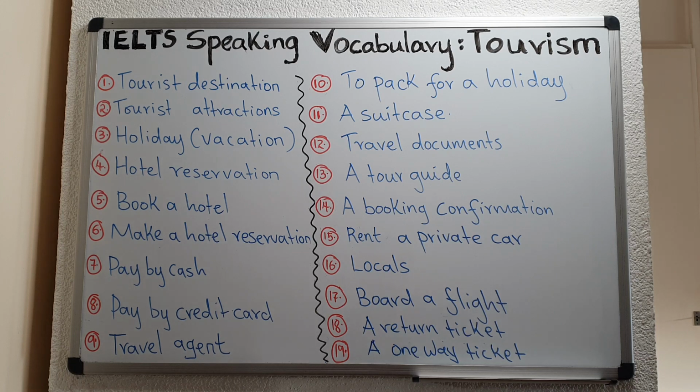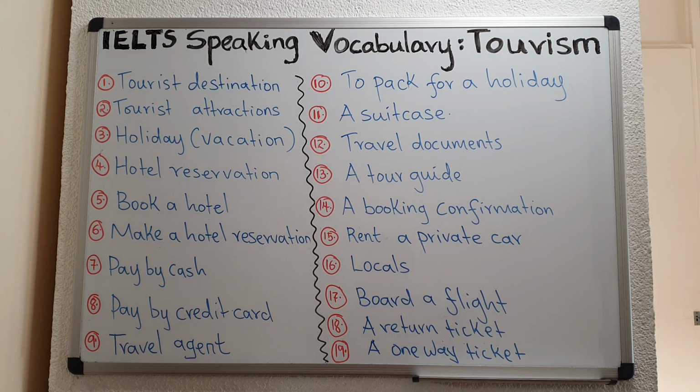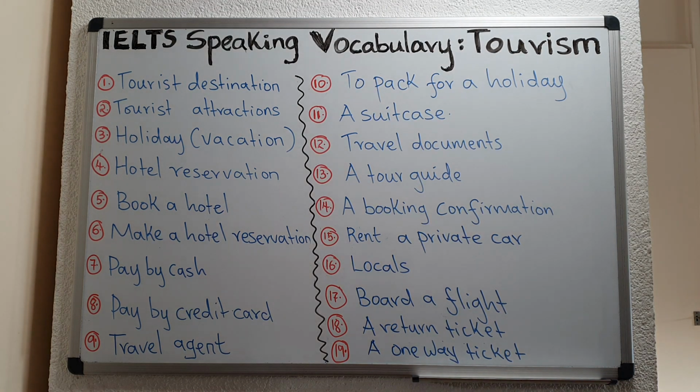The next word is travel documents. Now, if you want to go on holiday to another country, then you will need travel documents. Because before you board the plane at the airport, they will ask you for your travel documents. Your travel documents include your passport and your identity card. So the customs officer is going to ask you, can I have your passport?